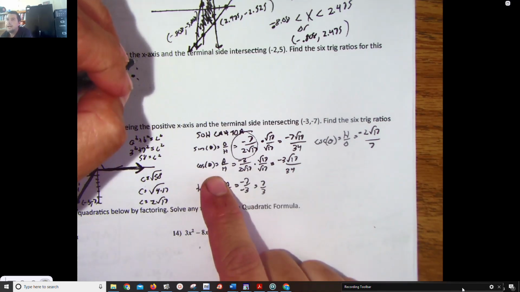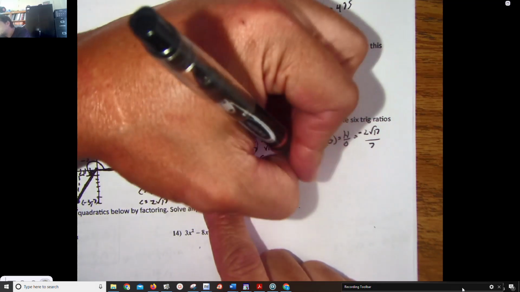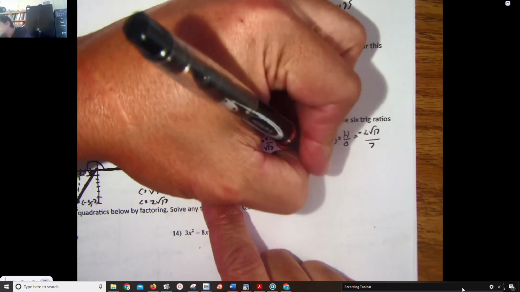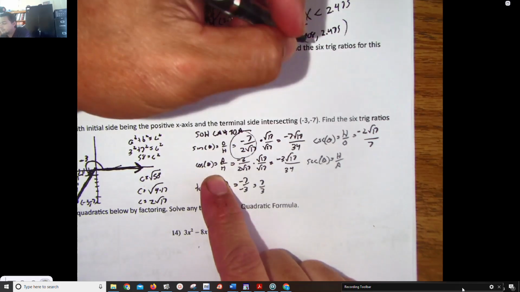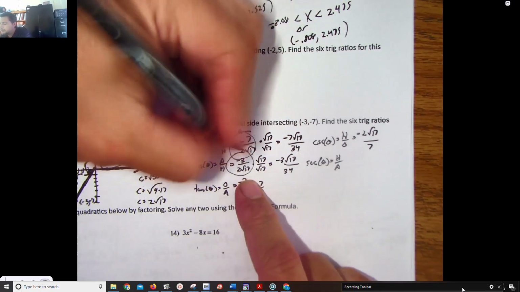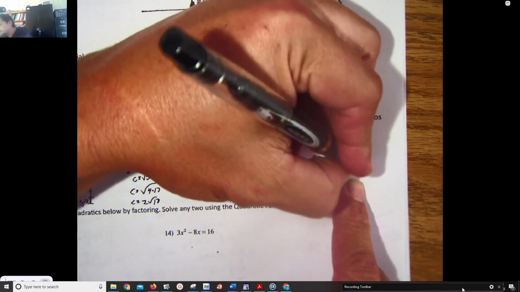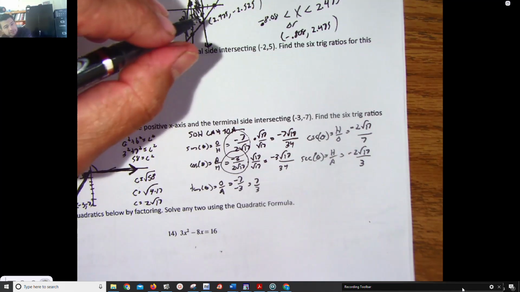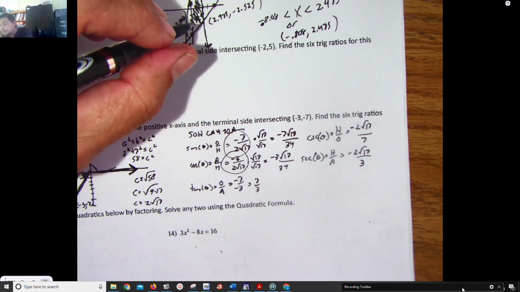Cosine is, it's a breath of fresh air. Its reciprocal, secant, is a funny guy. Ha. And all you do is you flip. So -2 root 17 over +3. Negative symbols are supposed to be expressed in front of the fraction or in the numerator.